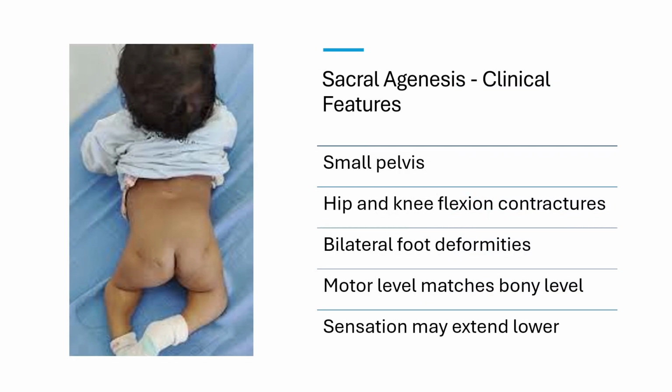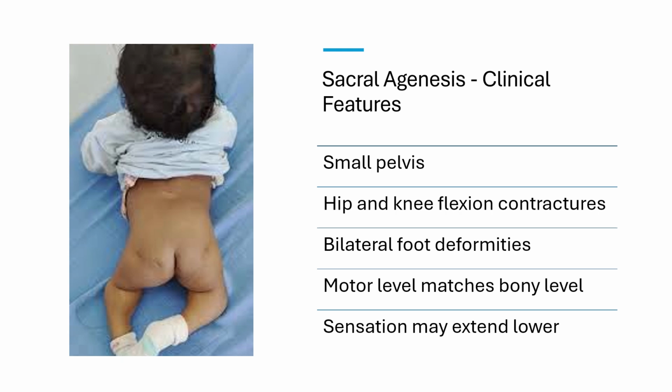The clinical features of sacral agenesis create a recognizable pattern that reflects the profound impact of losing the normal connection between the spine and pelvis. Understanding these features helps you appreciate how a single developmental abnormality can create cascading effects throughout the musculoskeletal system. The small pelvis develops because the sacrum normally contributes significantly to pelvic size and shape. When this bone is absent, the pelvis appears disproportionately small and often assumes an abnormal configuration that affects both appearance and function. This altered pelvic anatomy creates mechanical disadvantages that contribute to many of the other clinical features you'll observe.